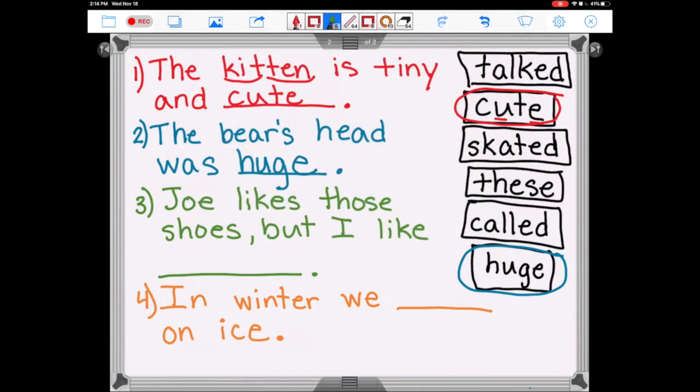Joe likes those shoes, but I like, if you want to write it on your whiteboard, pause the video. What would you answer? I like called. I like these. I like skated. I think these make sense. Let's check. Joe likes those shoes, but I like these. Yeah. Okay. The orange sentence is about winter. Here we go. In winter, we on ice. We talked on ice? No. We called on ice? No. We skated on ice. There we go. Skated. Great job, everybody.